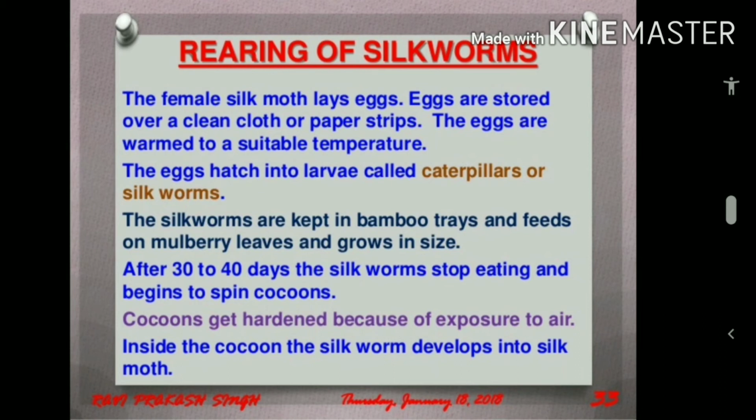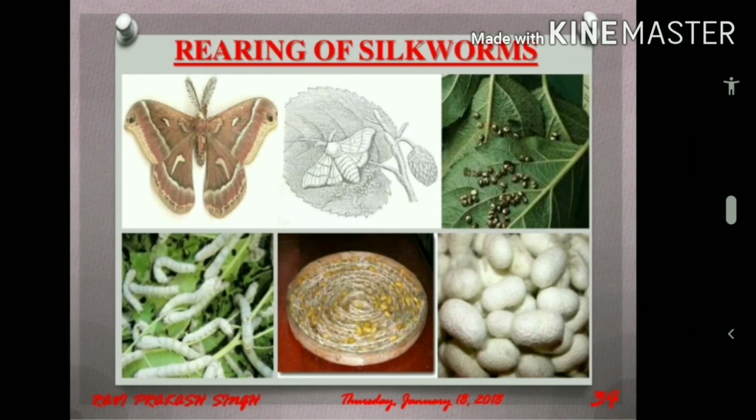They also secrete the protein. When the protein comes in contact with the air, it becomes hard. The hard protective cover protects them, and inside the cocoon the silkworm develops into the silk moth. During this time, they eat nothing. So this is the fasting time for the silk moths. These are the steps involved in the rearing of silkworms.